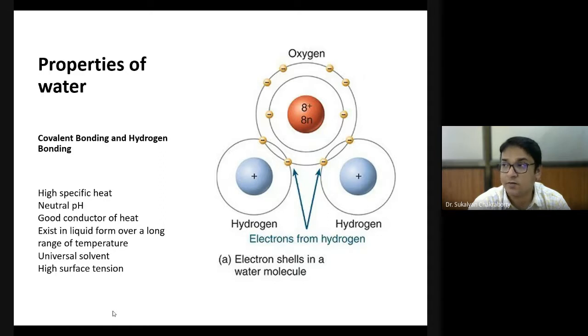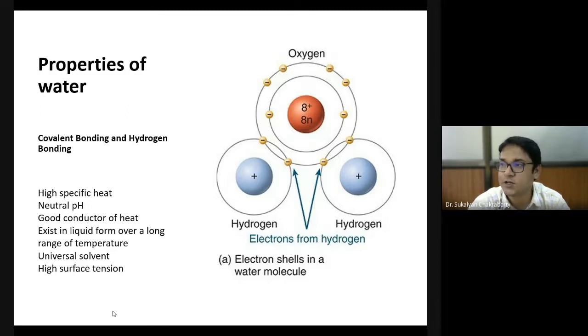When I say good conductor of heat, I'm not talking about pure distilled water. Here we talk about river water and natural water bodies, which have a lot of ions in them, and due to the presence of the cations and anions, there is splitting, and they are actually responsible for conduction of heat. It exists in liquid form over a long range of temperature. It's a universal solvent. Many solutes get dissolved in it, and it has high surface tension. These are the unique properties of water.